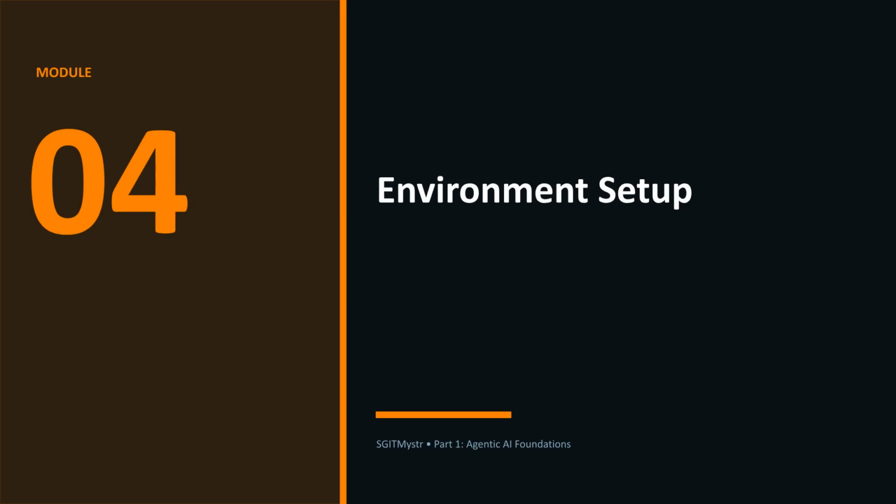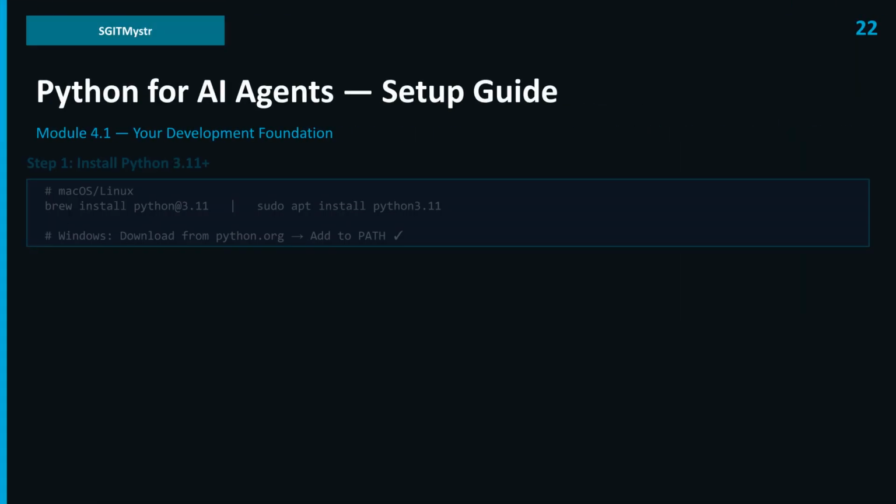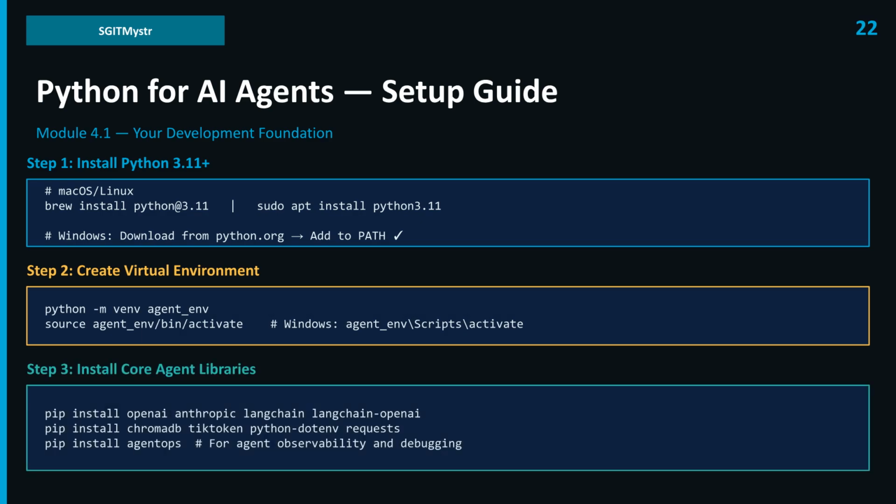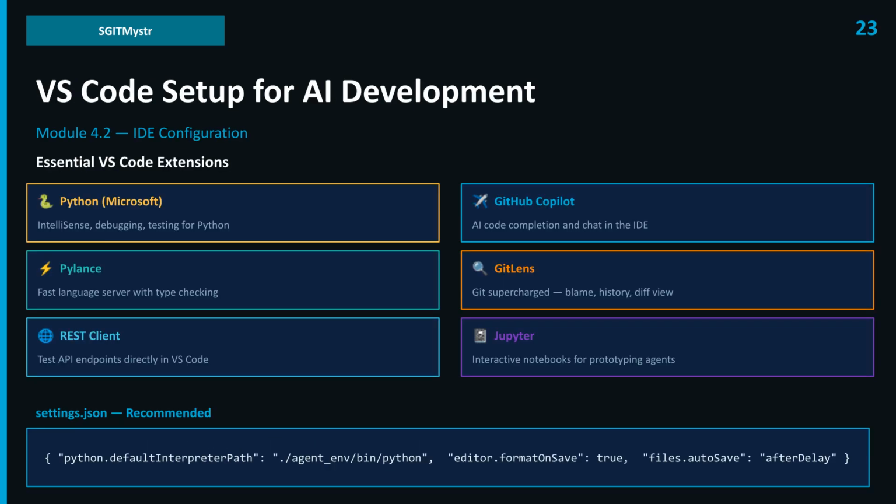Module 4 will focus on environment setup, establishing your professional AI development workspace. We will cover Python, VS Code, API keys, and making your first calls to the OpenAI API. To set up your Python environment, first, install Python 3.11+. Second, create a virtual environment to isolate your project. Third, install the core agent libraries, including OpenAI, LangChain, and AgentOps for observability. Configure your IDE with essential extensions like Python, Pylance, and GitHub Copilot.